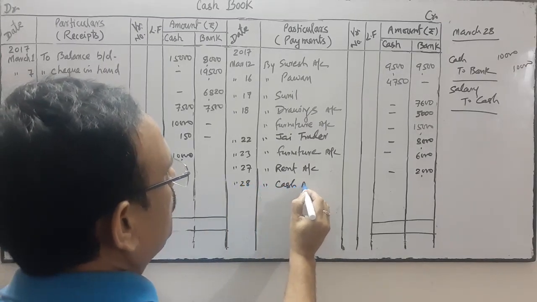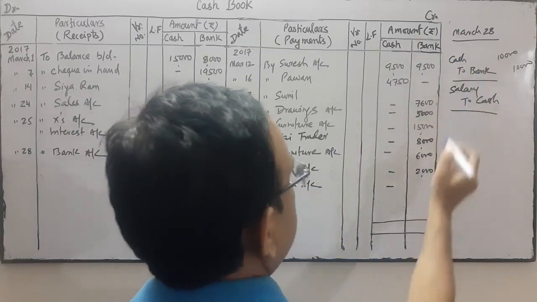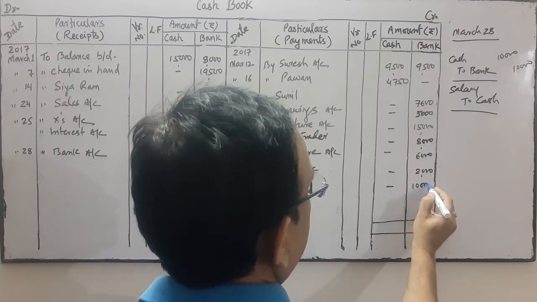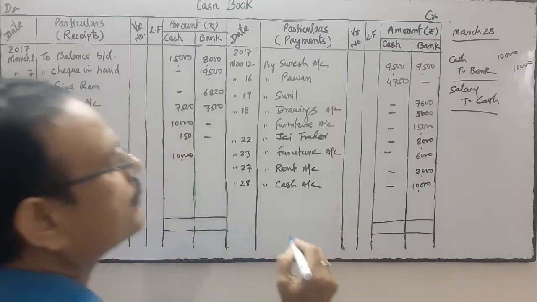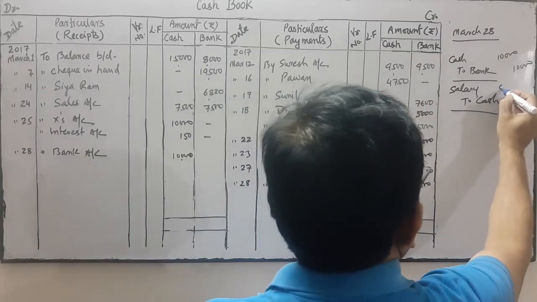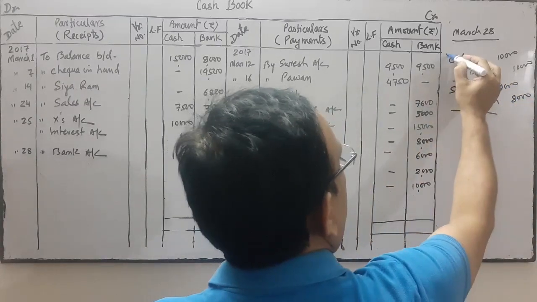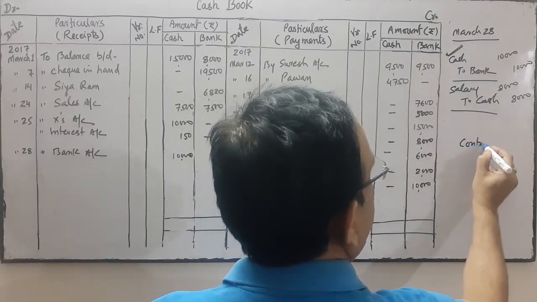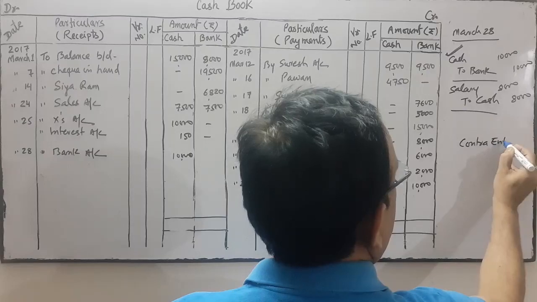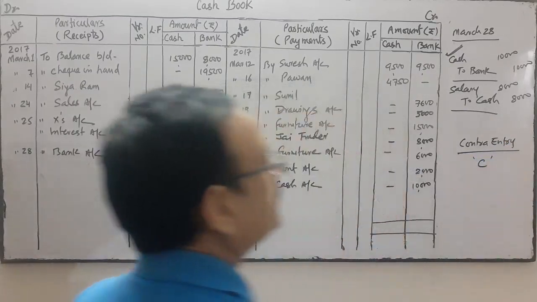By cash account, opposite of bank is cash, and I will write the amount in the bank column. So this is the entry which is recorded on both sides of the cash book. This entry is called a contra entry, which is denoted by the letter C.